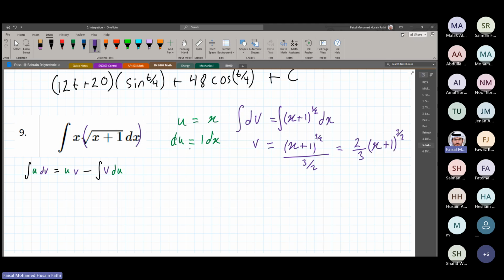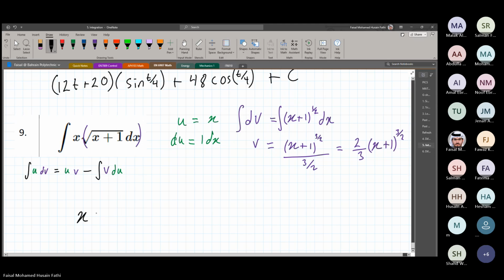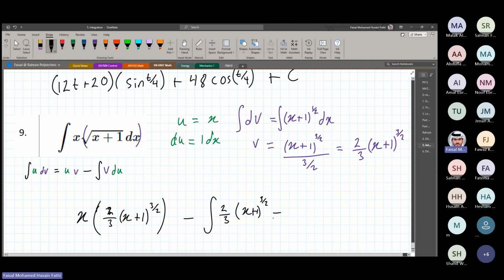Then v is 2 over 3 x plus 1 to the power of 3 over 2, and that's it. And then you can solve the question. Then you will just substitute everything back in again. So we have u times v, which is x times 2 over 3 times x plus 1 to the power of 3 over 2. Then minus the integration of v du, v itself being 2 over 3 into x plus 1 to the power of 3 over 2, times dx, which is du.